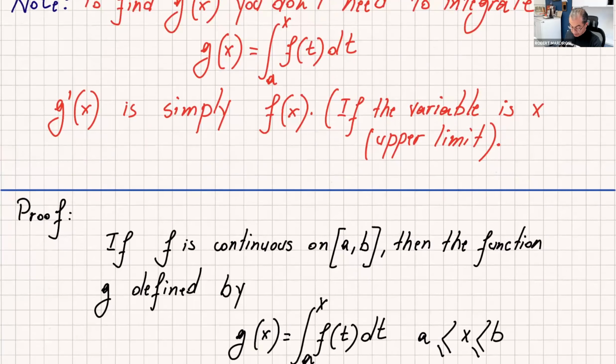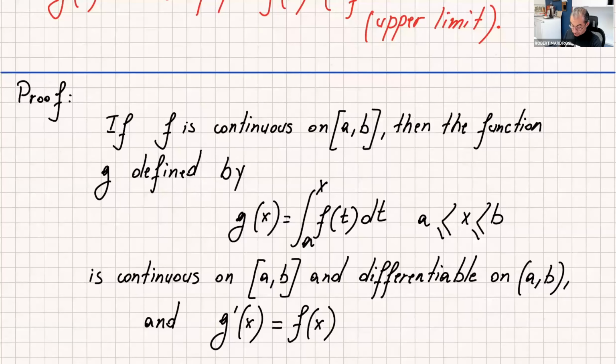Now we want to see the proof of that. So the proof, well, let's go over the definition one more time and I'll talk about the proof. So we said if f is continuous on the closed interval [a, b], then the function g is defined by that. So g of x equals the integral of f of t dt going from a to x, and x is a number between a and b, and again b is another number.